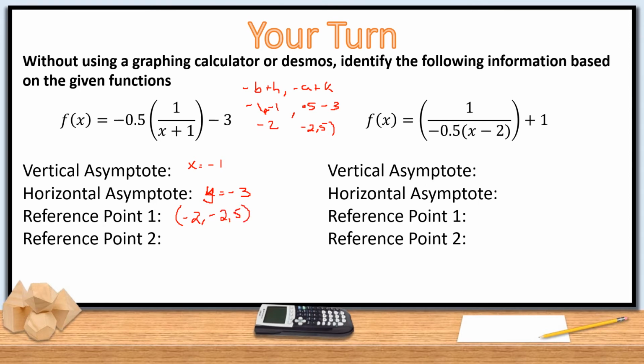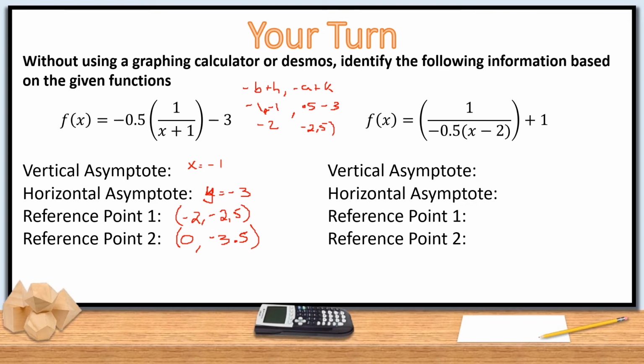And then the other one, b plus h, so that'll be 1 minus 1 is 0. And a plus k will be negative a half minus 3, so minus 2.5. Or minus 3.5, I'm sorry. All right, so there's my 2 reference points.